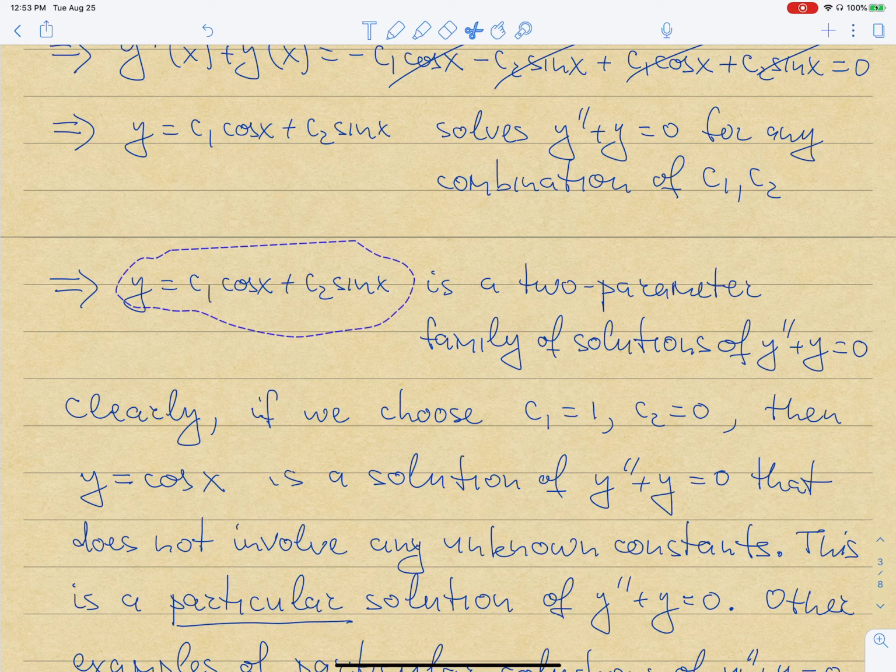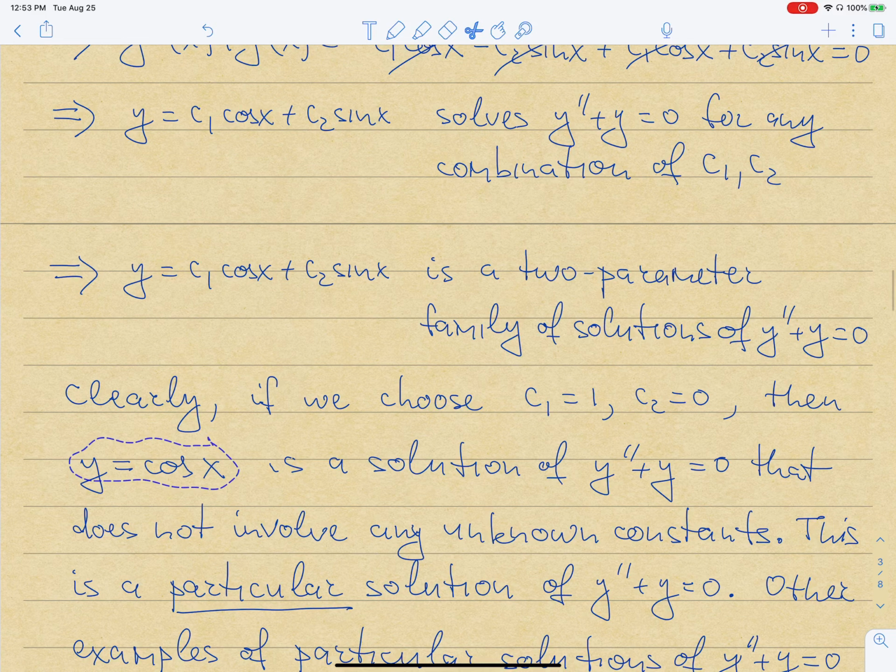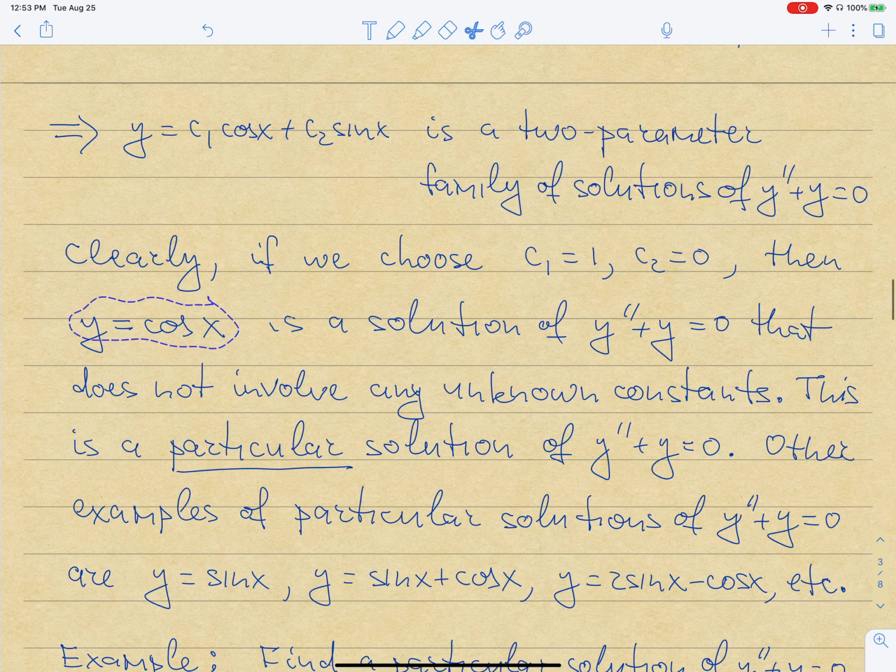Now another observation: if this guy solves my equation for any value of c1 and c2, then I can choose, for instance, c1 equal to 1, c2 equal to 0. If I do that, I recover the function y equal to cosine of x. And because for any c1 and c2, y is a solution, that means that cosine of x is a solution of my ODE. Now, this solution does not involve any unknown constants. And for that reason, we're going to call it a particular solution of our ODE.